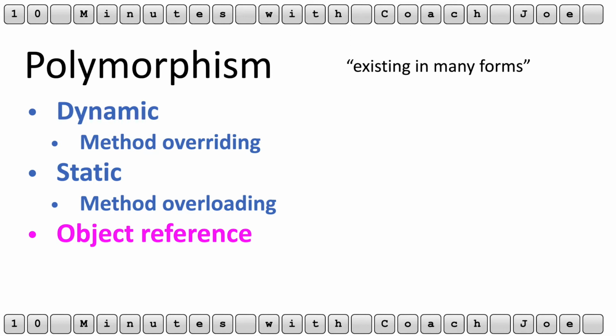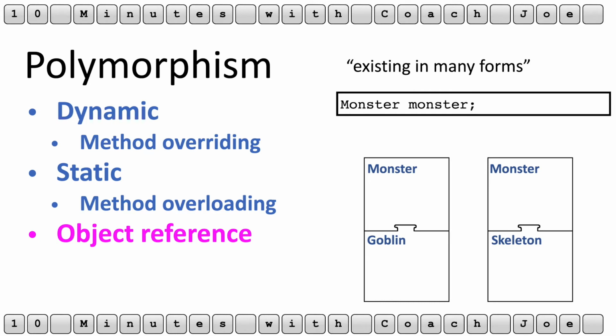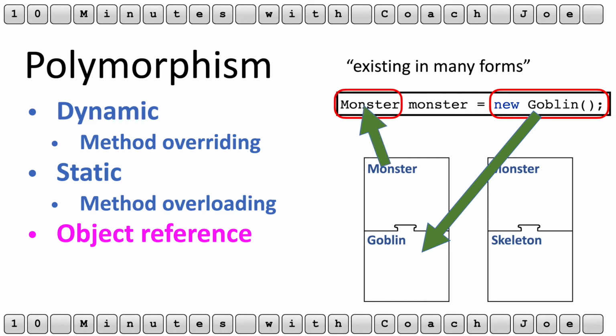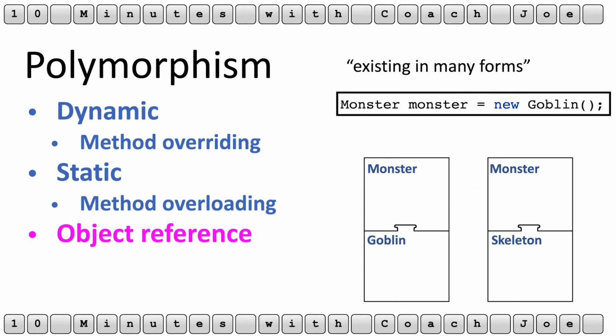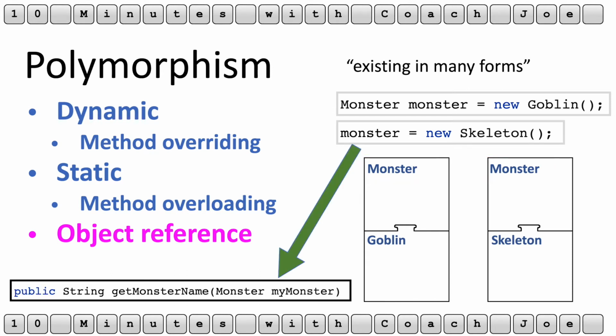Object reference polymorphism can be achieved with an abstract class or an interface. Let's say we have an interface called monster that is implemented by a goblin class and a skeleton class. Let's say there is a variable monster that is using the monster data type. Object reference polymorphism is accomplished by referring to the goblin class by using the monster class reference. This means monster equals new goblin will work, and monster equals new skeleton will work. Both classes are using the same object reference, the monster interface. This also means that a method that accepts a monster object reference will accept a goblin or a skeleton in the parameter.